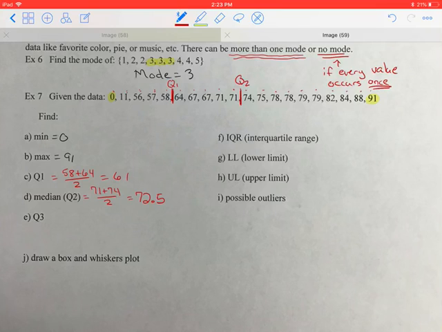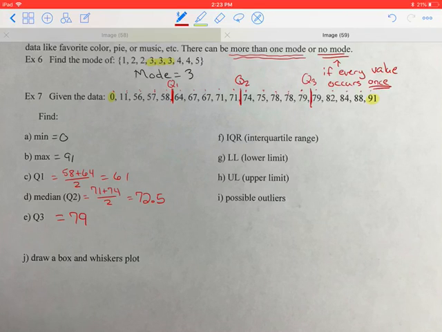All right, then I need Q3, so I want the middle of the top half. 1, 2, 3, 4, 5. That's going to fall between the two 79s. So if I average together 79 and 79, I'm just going to get 79.